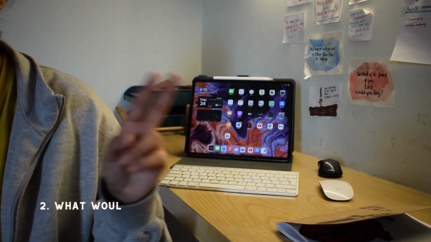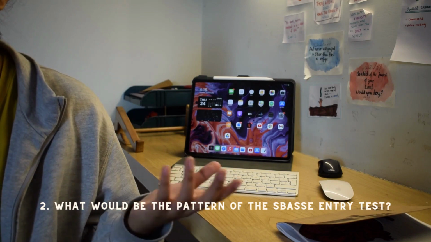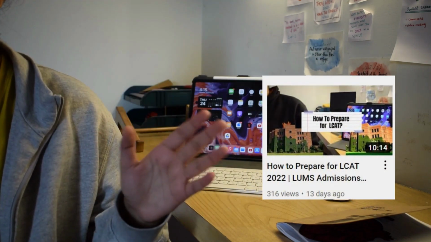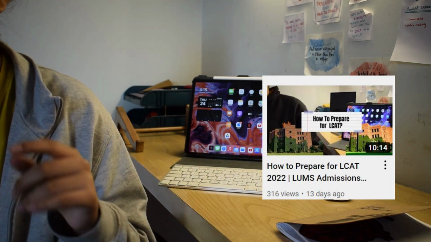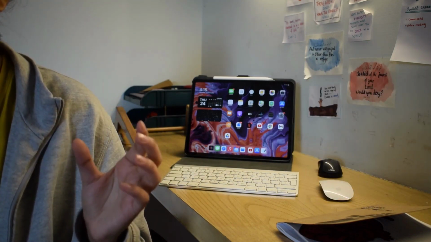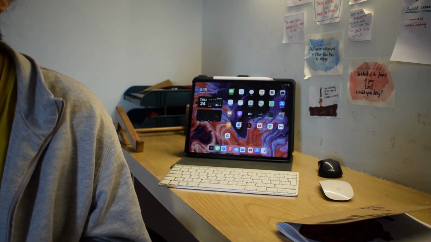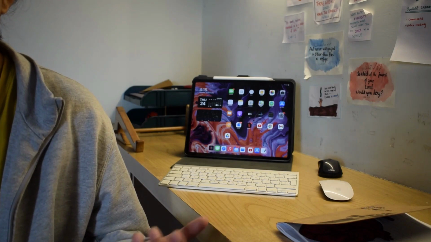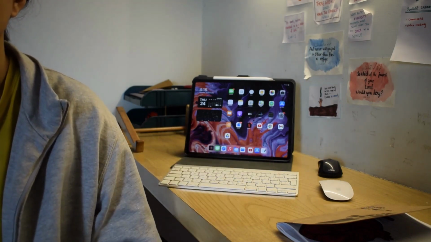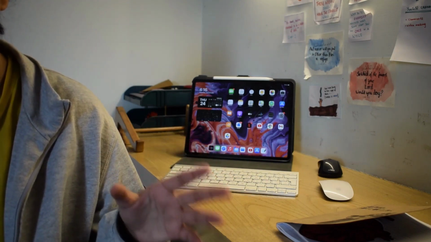Point number two is basically, ke, what is the new pattern of this SBASSE entry test? Now, here is the thing. I've already made a video on the LCAT, and I made an important point that LUMS does not really disclose a lot of information about its entry tests as well as unke kya passing criteria hota hai, or basically they don't even tell enough about just the pattern in itself, all right? And so same goes for the new SBASSE entry test.